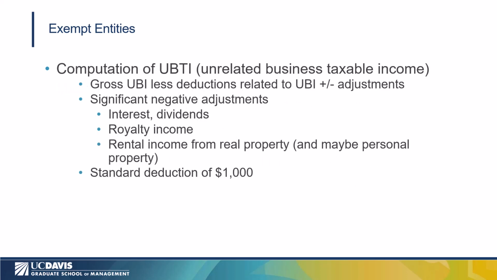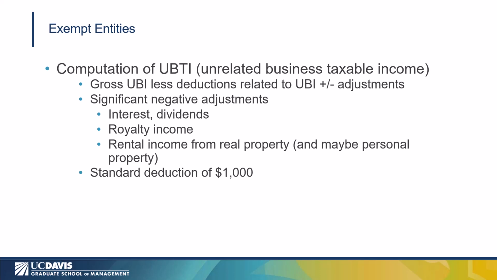So the computation of UBTI, unrelated business taxable income, is gross UBI less deductions that are related to UBI. Significant negative adjustments can be for things like interest and dividends, royalty income, rental income from real property and maybe personal property, and of course, the classic standard deduction of $1,000. As I mentioned before, if your UBTI is $1,000 or less, you don't actually pay any tax on it.